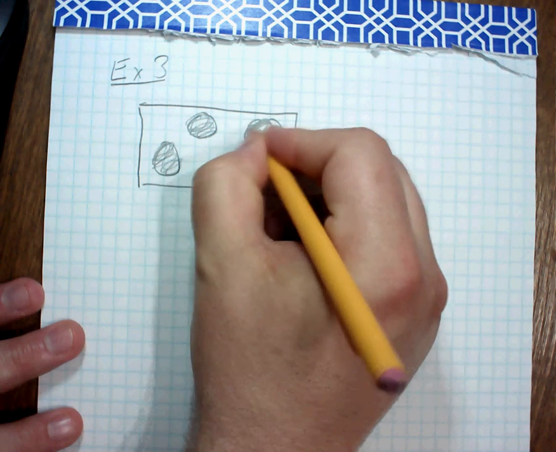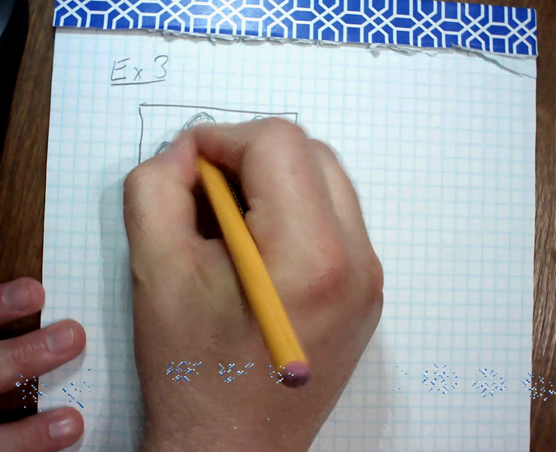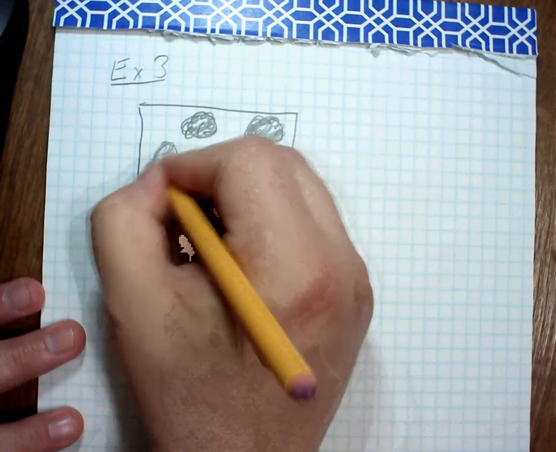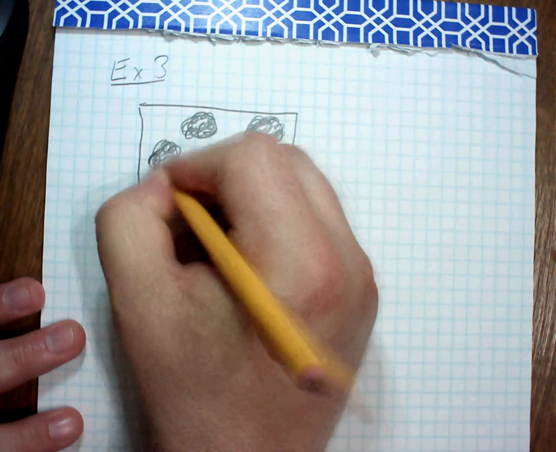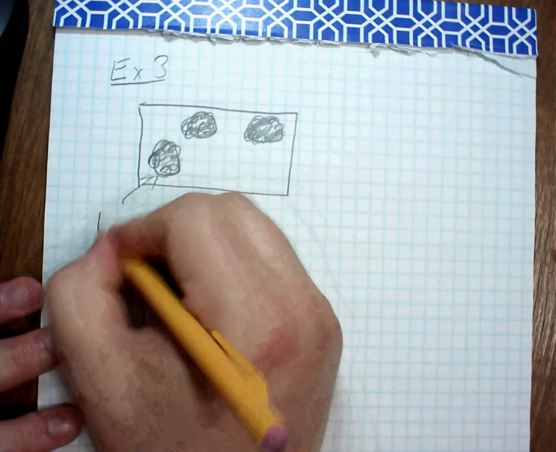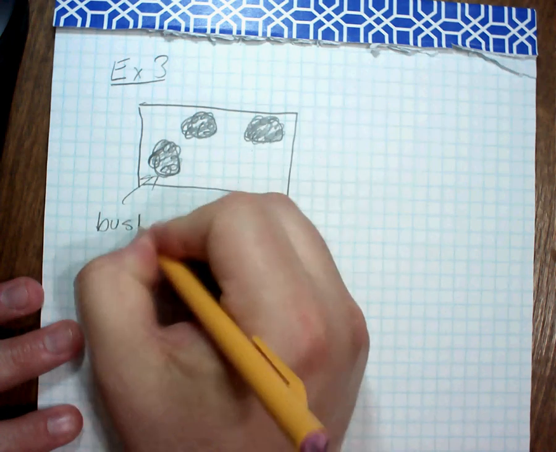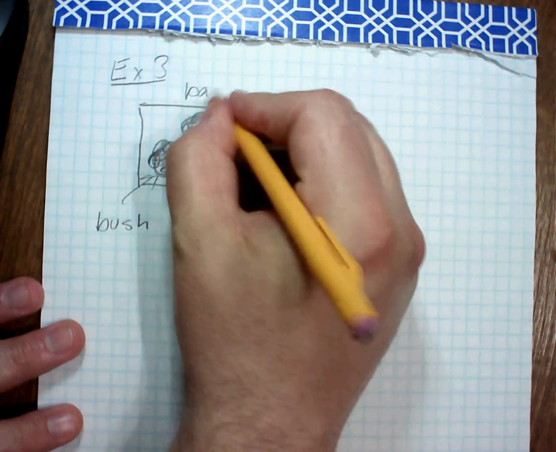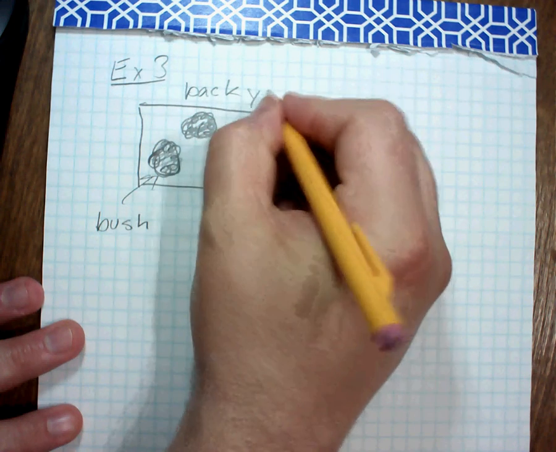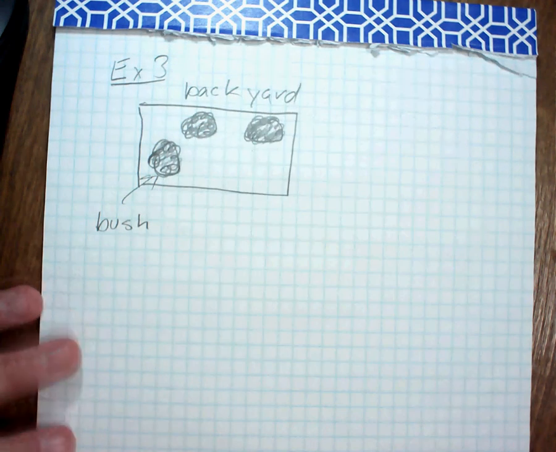I don't know how to draw a bush, but this is what the textbook says. So these are bushes in your backyard. So this is a bush, and this is your backyard. So this is more of a story problem, okay?